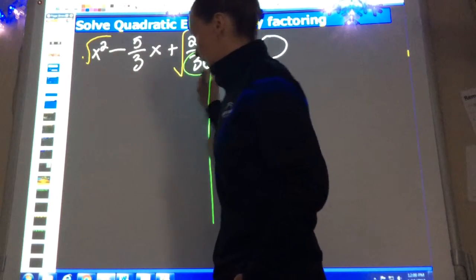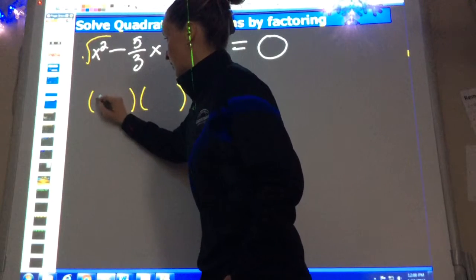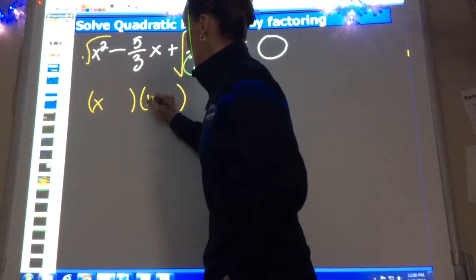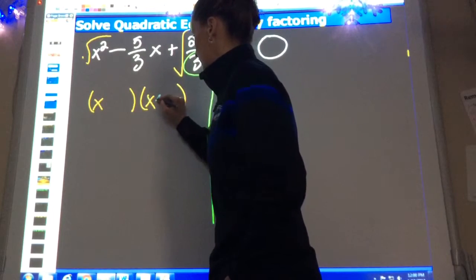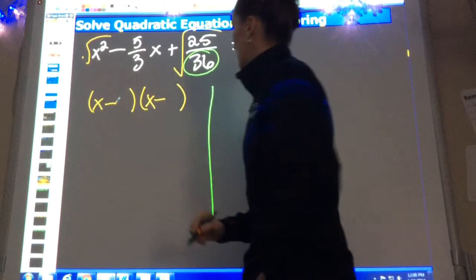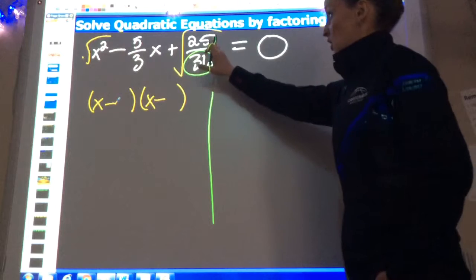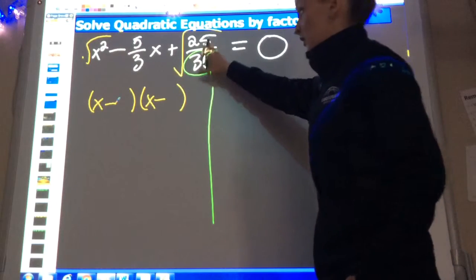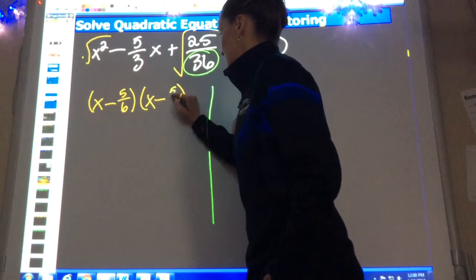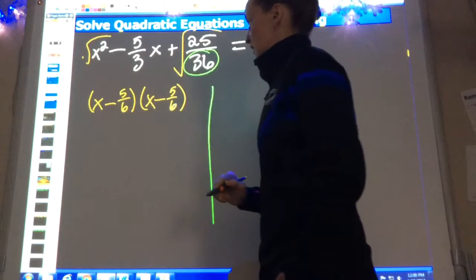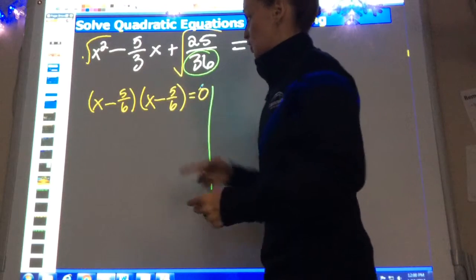Yes. And so then we should draw our 2 sets of parentheses. What's our square root of our first term? X. And if we have a negative middle term and a positive last term, what do both of these symbols have to be? Minus, minus. Very good. The square root of the first is 5. The square root of the bottom is 6. 5/6. And then the only thing we have to check is if that gives us our middle term.